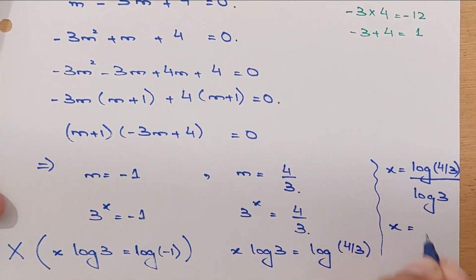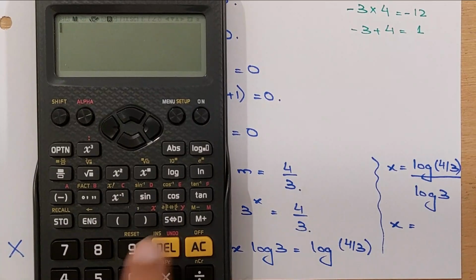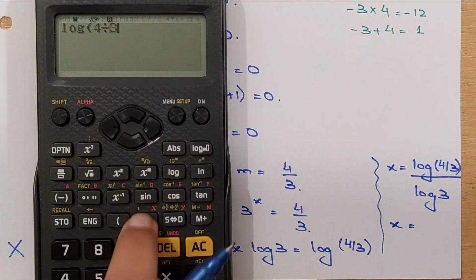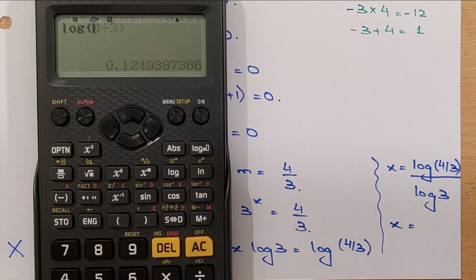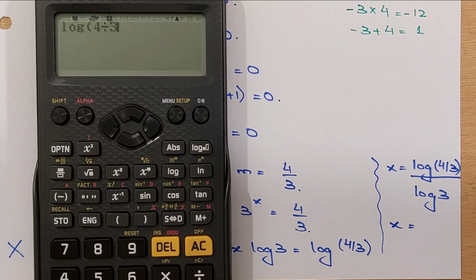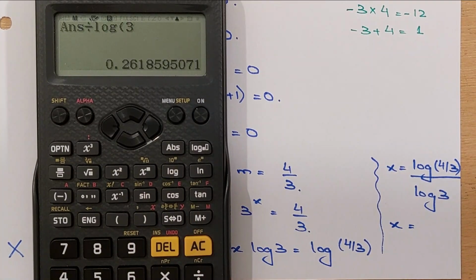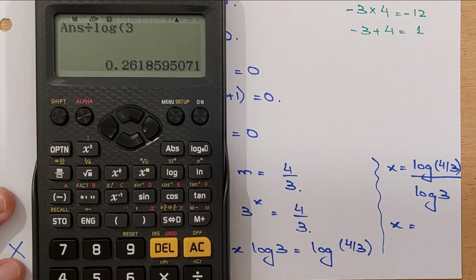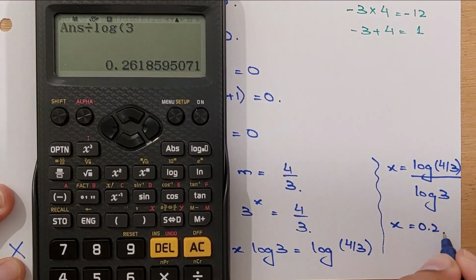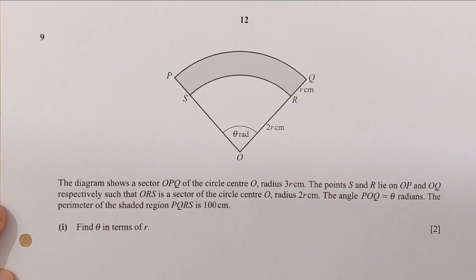Right, so now let me get the x value. We have log of 4 divided by 3, divided by log of 3. That gives 0.2618. So 0.262 is the only solution of this equation.